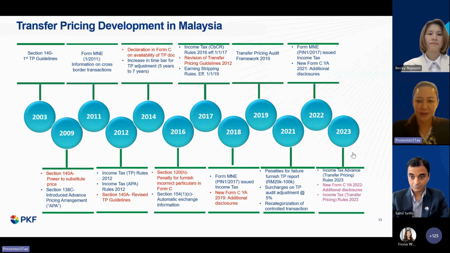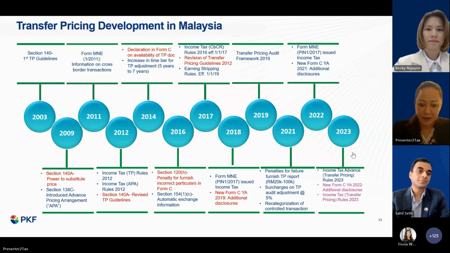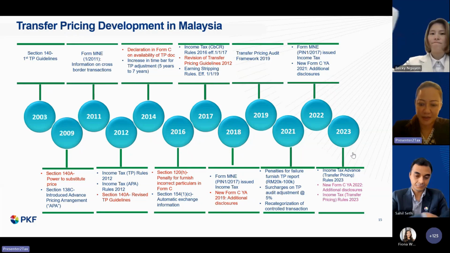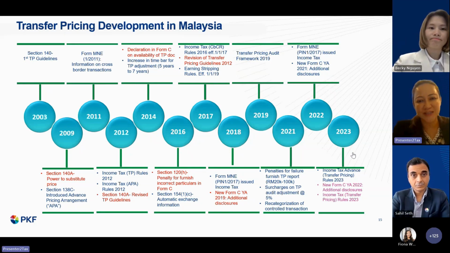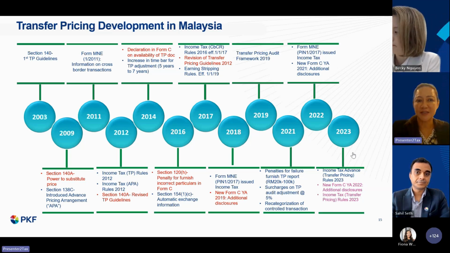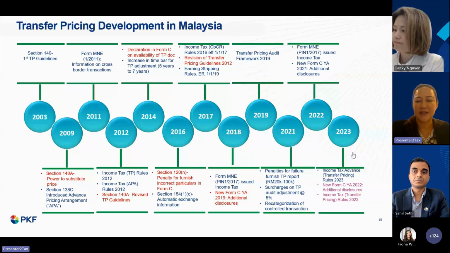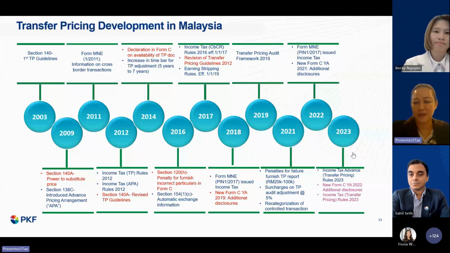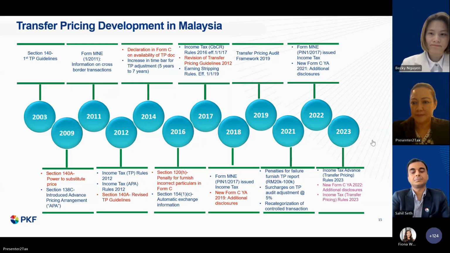Hello, everyone. Thank you for joining us today for this session on the recent developments as well as challenges on transfer pricing from a Malaysian perspective. As you can see in this slide, this is the landscape of transfer pricing development in Malaysia. The latest recent one would be in 2023.